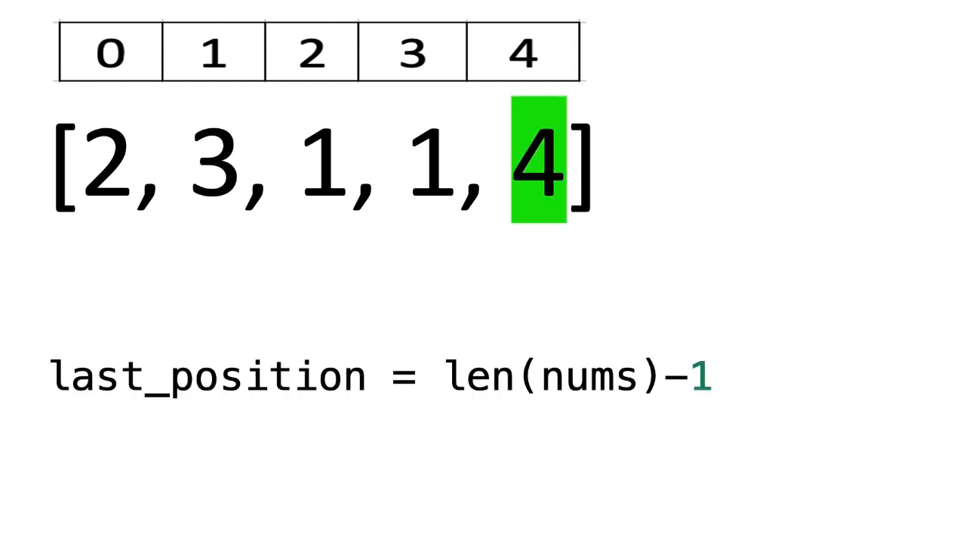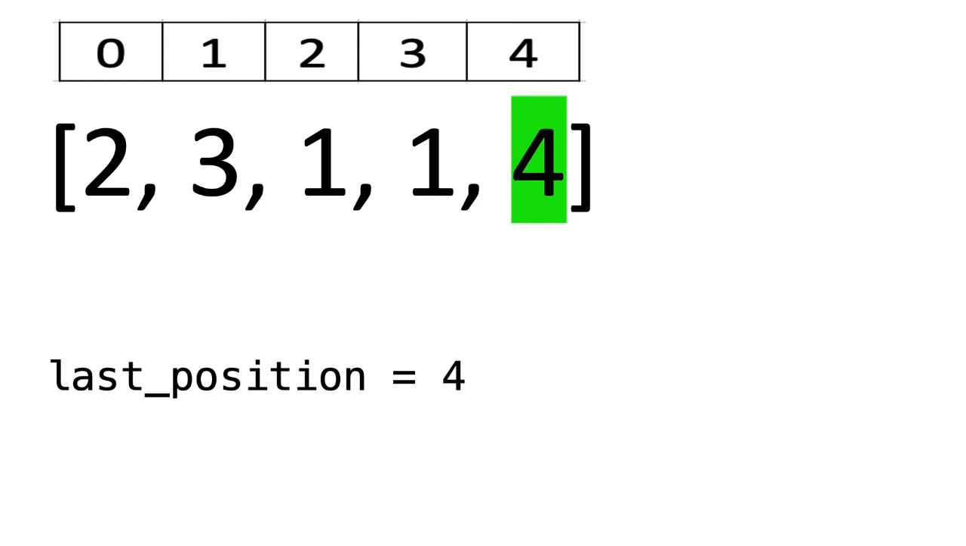Here is an example of the list which is given in the question. And here are the index positions. The element 2 is in index position 0, followed by 3 in index position 1 and 1 in index position 2 and the next one in index position 3 and 4 in index position 4. The first step is to find the last position. To find the last position, we can find the length of the list minus 1, which is 4.